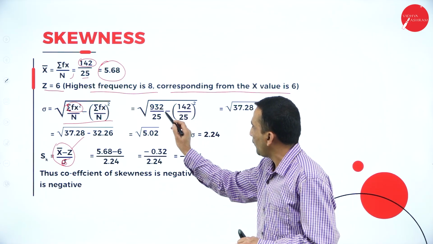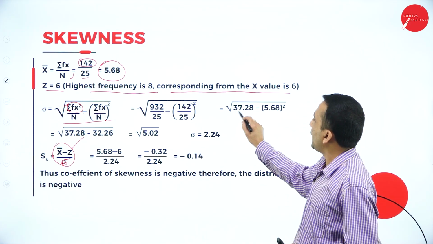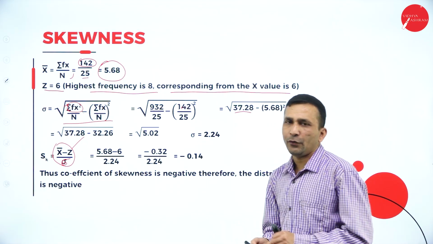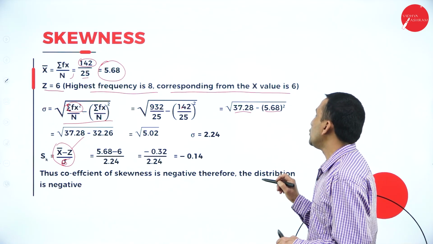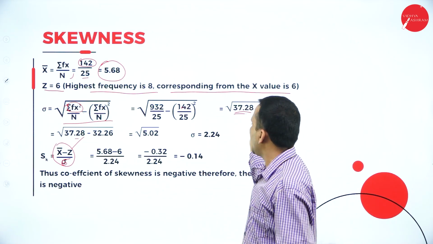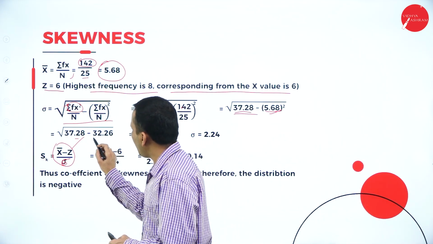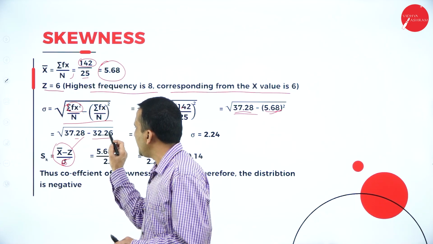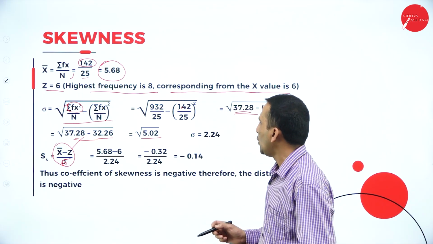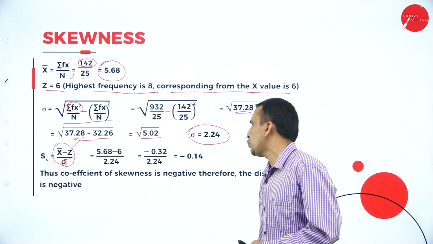One more time, the first one we simplify: 932 divided by 25 gives 37.28. Now 142 divided by 25 gives 5.68, and the square as it is. Next I write 37.28, because I want to remove the square root. After taking the square, you get 32.26. Now you need to subtract. After subtracting we get 5.02. Now if you remove the square root, we get the standard deviation value 2.24.